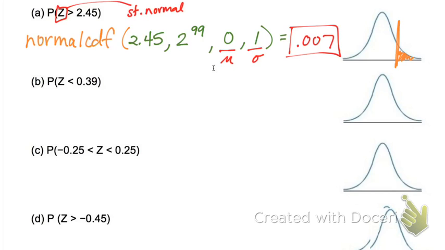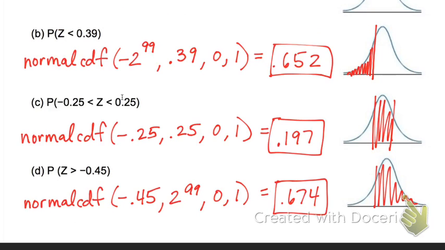Okay, I want you to try B through D. Make sure that you also shaded in the normal curve, because I will expect that on the test, the shaded part.